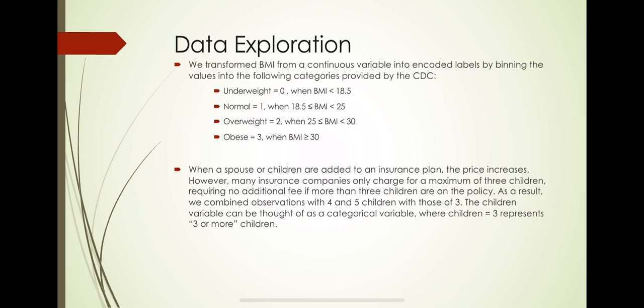When a spouse or children are added to an insurance plan, the price increases. However, many insurance companies only charge for a maximum of 3 children. So we binned observations with more than 3 children into the same category as those with 3, where children equals 3 indicates 3 or more children.